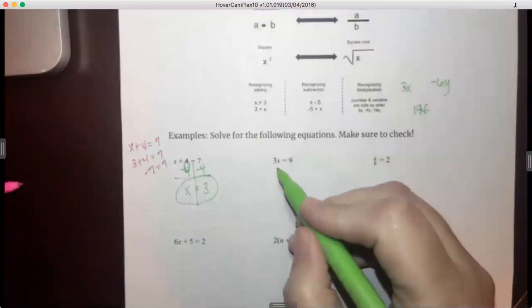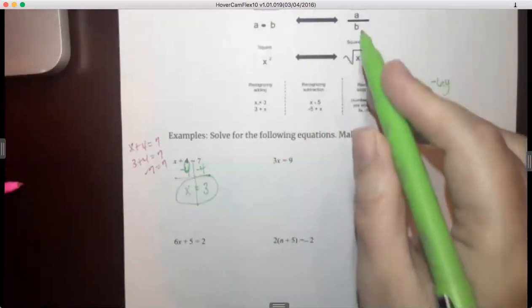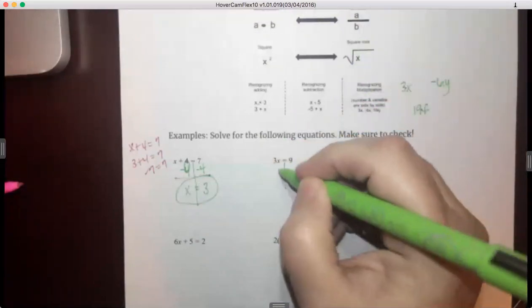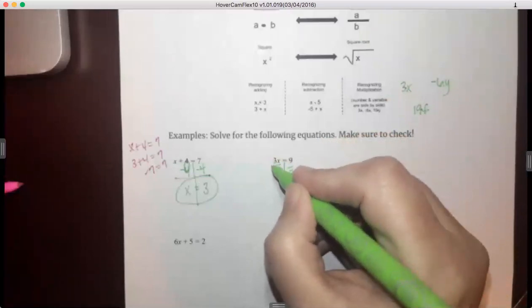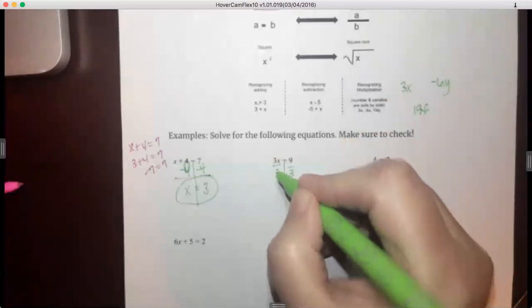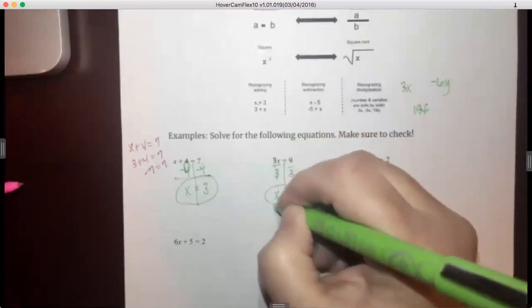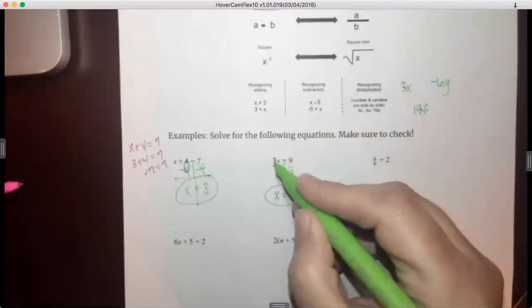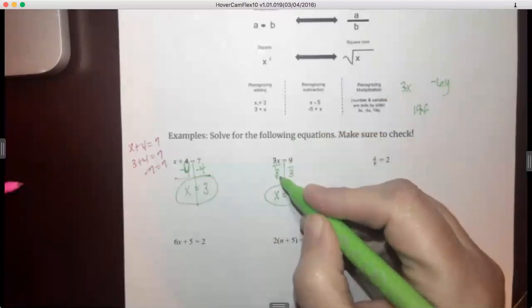Okay, right here, the operation that I see is multiplication. So its opposite operation is division. So I'm going to divide by 3. We always divide by whatever is in front of the variable that we are trying to isolate. So we need to have x by itself. If x is hooked on to 3, multiplying by 3, we need to divide by 3.